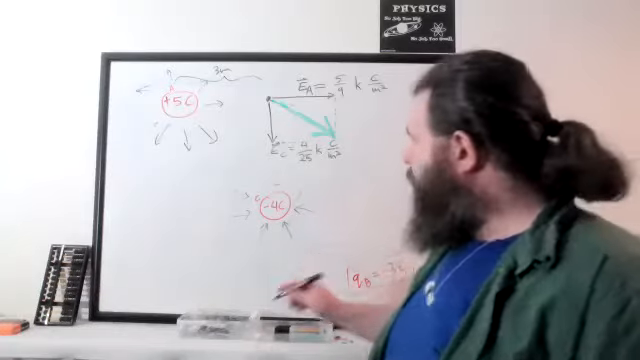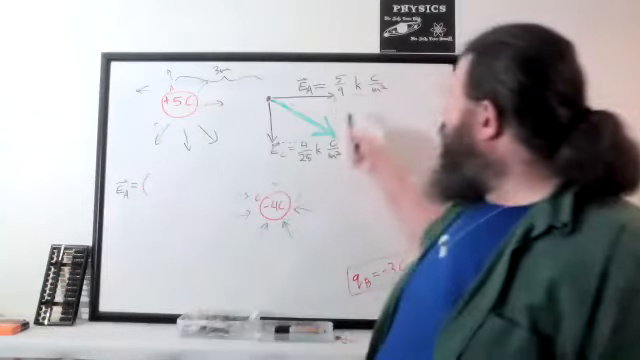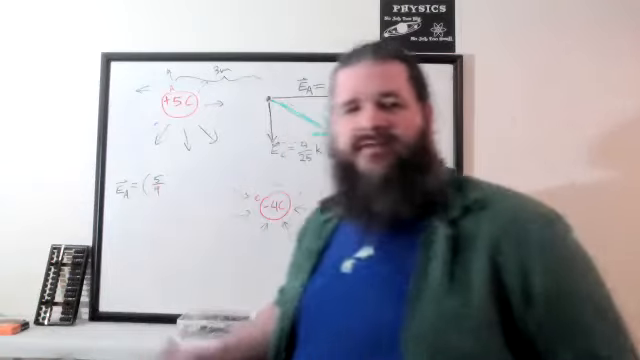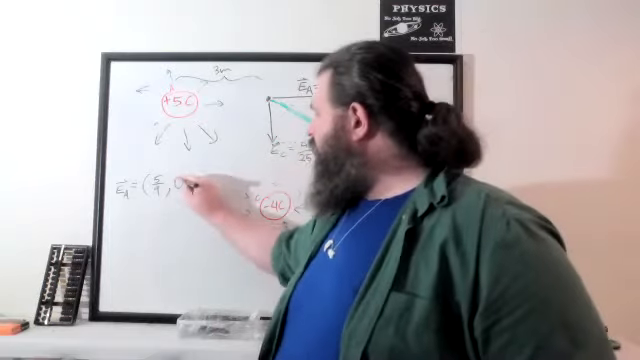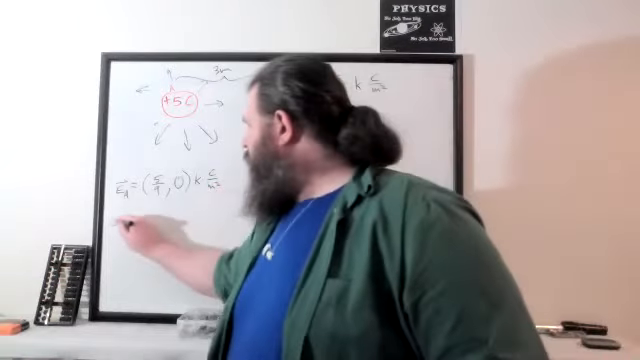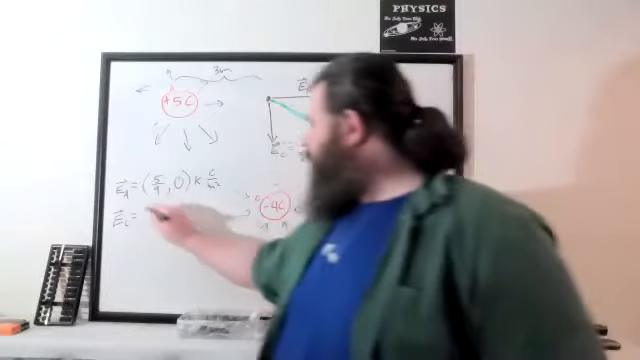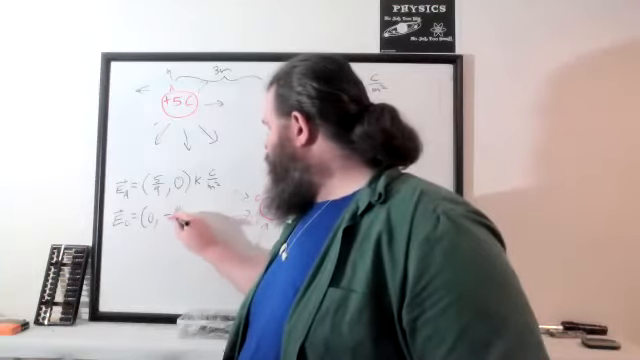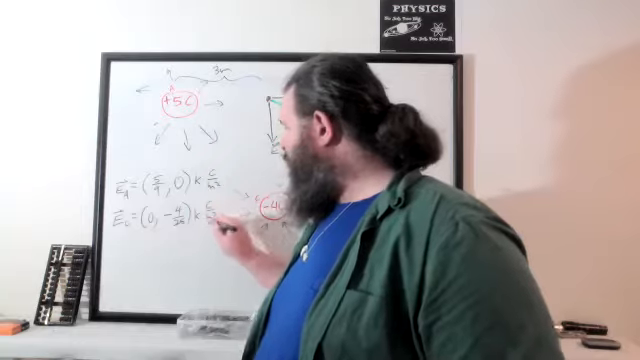But E_A here is 5/9 to the right. Strictly speaking, 5/9 K, but we can factor out the K. And no up or down at all. So 5/9 comma 0 times K times coulombs per square meter. And the electric field contribution from C, we've got no X component at all. The Y component is negative 4/25. And again, we could factor out K coulombs per square meter.